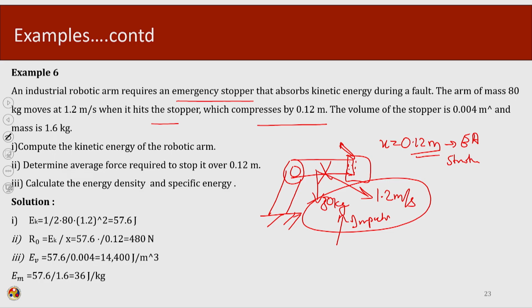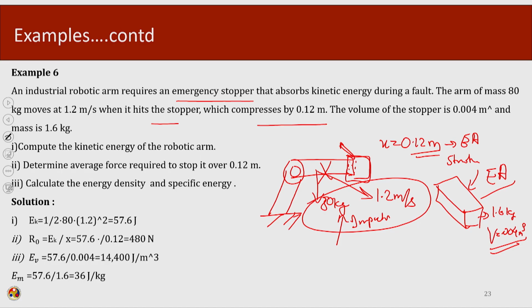So this stopper has a mass of 1.6 kgs and the volume is 0.004 cubic meter. So this is the signature of the energy absorber. So we need to compute the kinetic energy of the robotic arm.